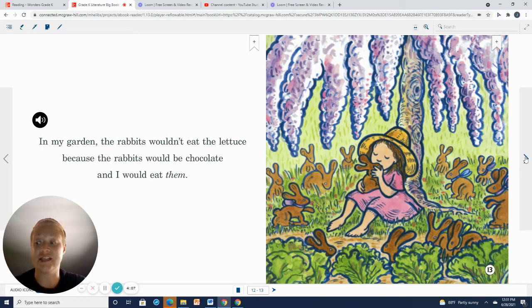So here's another example of a setting in our story. She wants all of her rabbits to grow but not be real rabbits. She wants them to grow as chocolate. We know you can't really grow chocolate bunnies out of the ground.